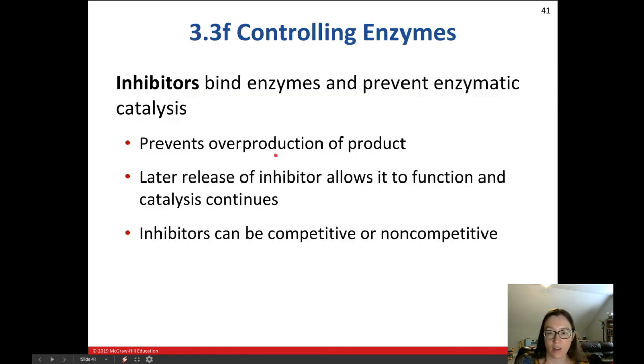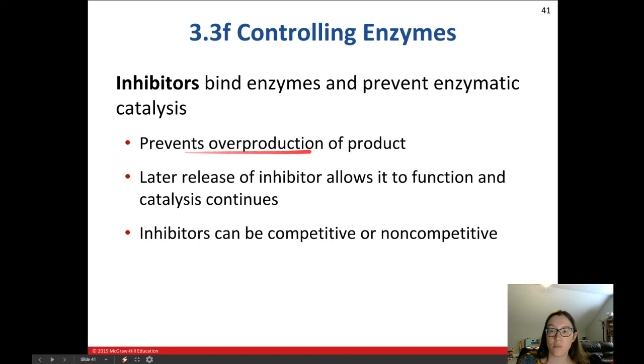So now I do want to end with controlling enzymes. So we said that in order to activate those enzymes, we need cofactors or coenzymes to be present. And so that's one way we can control them. We can activate them with those cofactors or coenzymes. But we can also inhibit them. And inhibitors are going to basically turn them off. So inhibitors are going to bind to an enzyme and prevent them from doing their job.